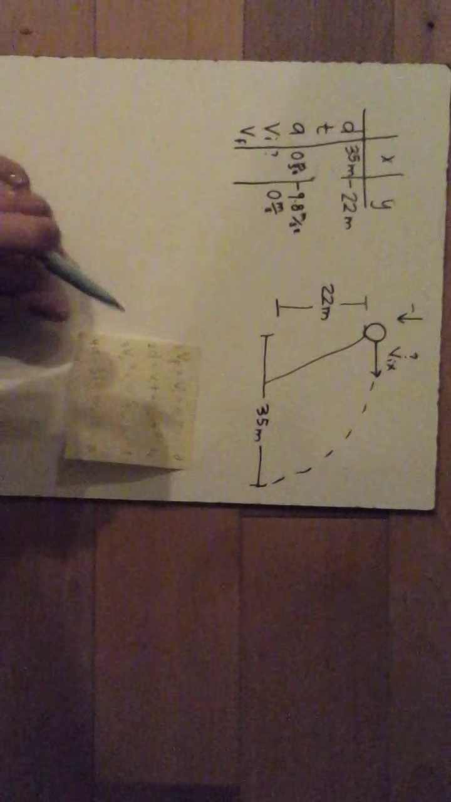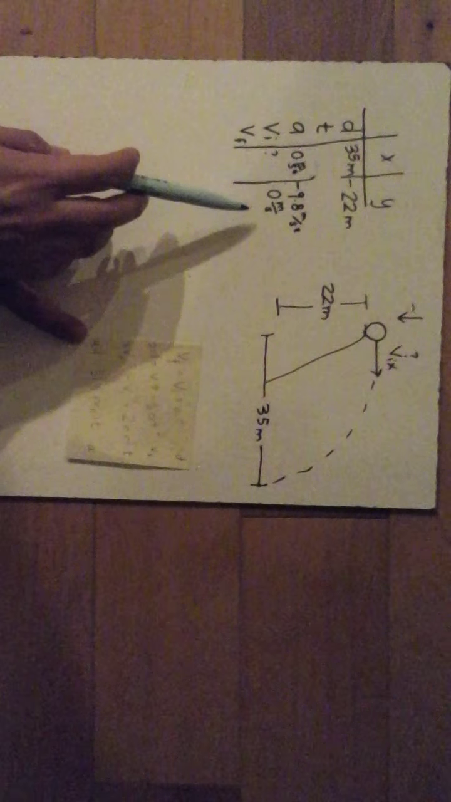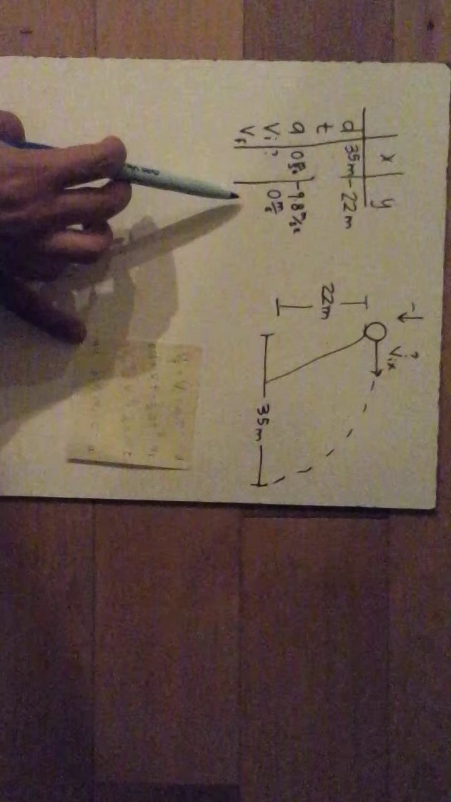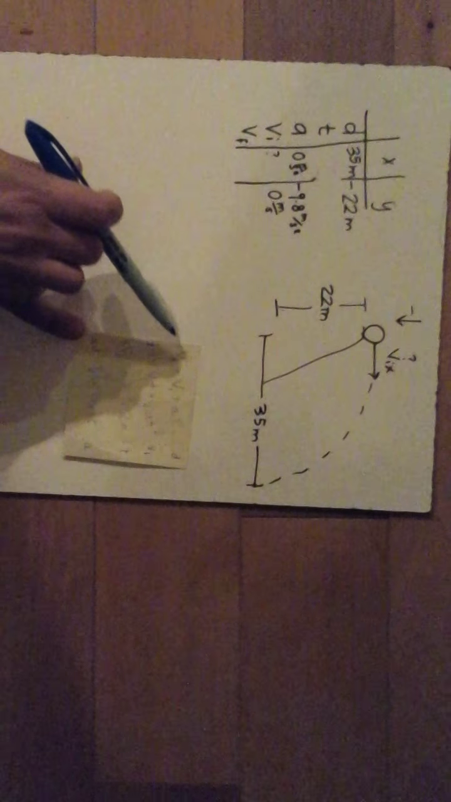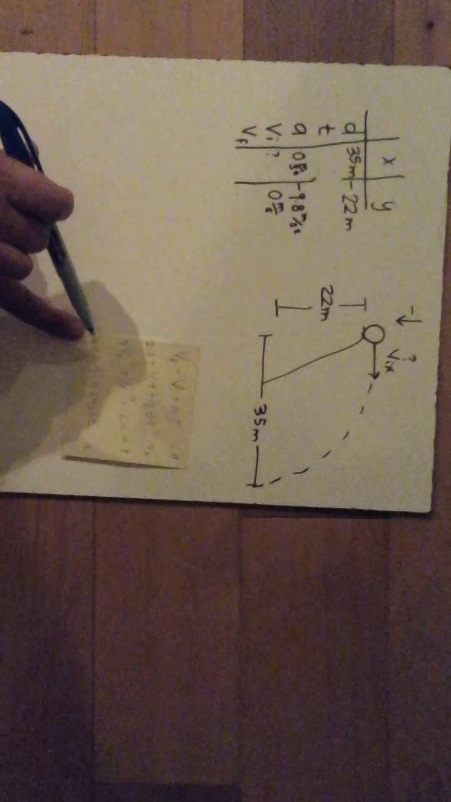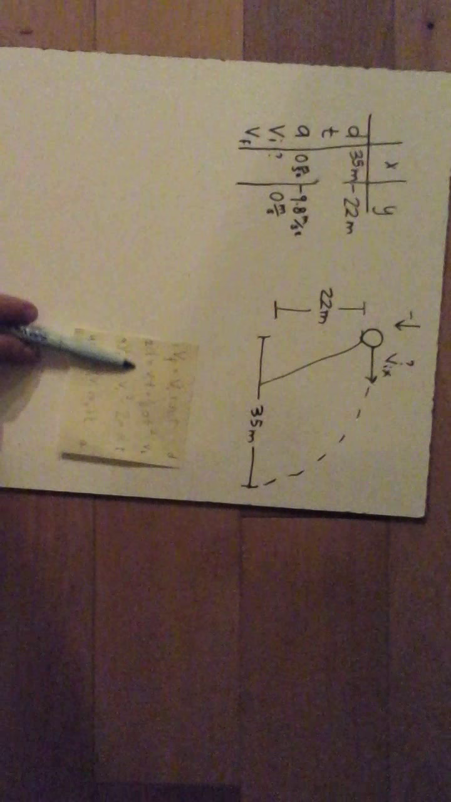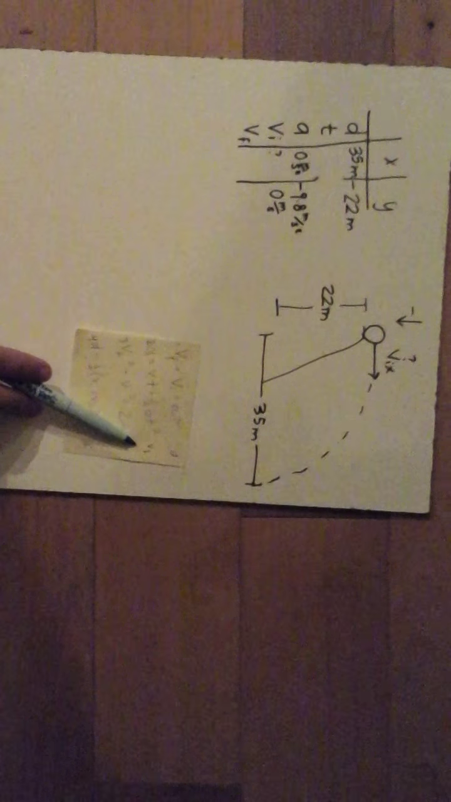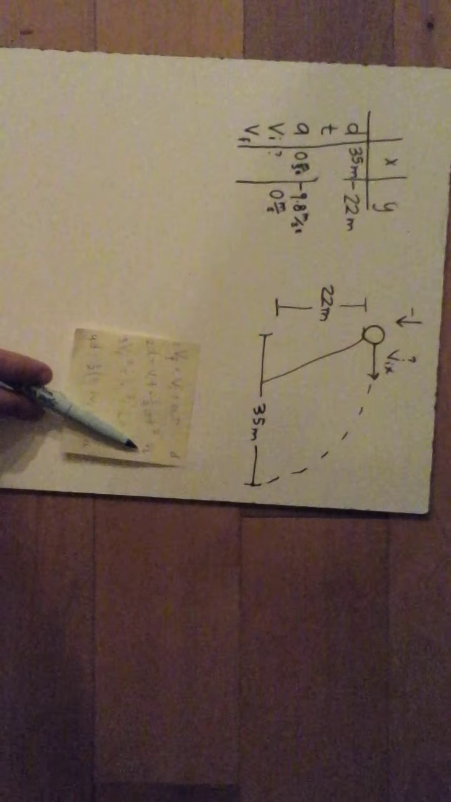To find time, I have to choose one of these four equations. Now, we've already talked about how we don't have a final velocity in the y direction. So I can't use any of these equations that include a final velocity, or I won't know enough variables. So that means the first equation, the third equation, and the fourth equation are all out. The only equation that could possibly work is equation number 2, because it's the only one that doesn't require us to have the final velocity.